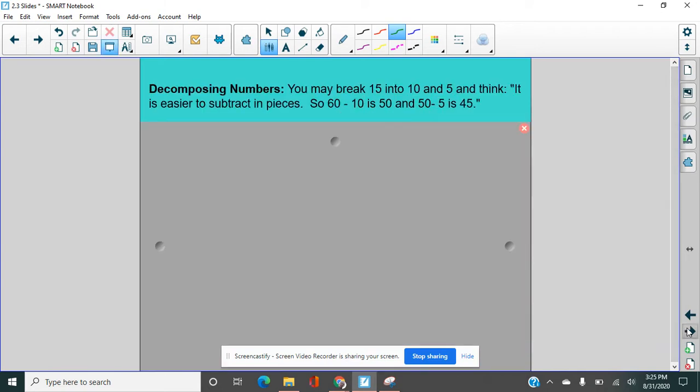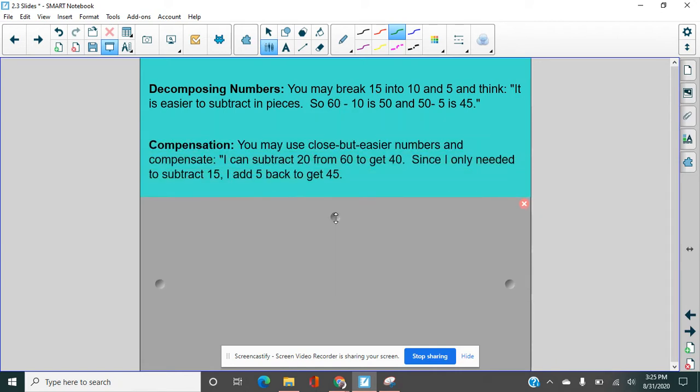Now, as we go through this, we could think about different ways to solve this. This is what we do in our number talks. So 15 is worth 10 and 5. So I'm gonna subtract 60 minus 10 to get 50, and then subtract 5 more to get 45. That's like we do in our number talks all the time.